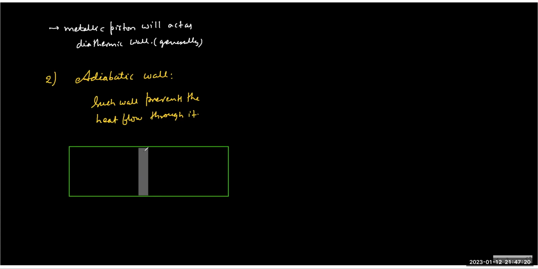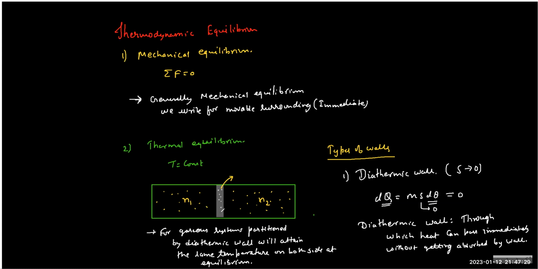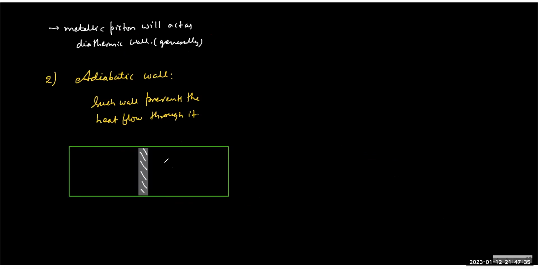Generally there is also a conventional way of showing it. In diathermic, the way of showing is we make a dotted diagram, and here we draw the lines, which means if it is an adiabatic wall, then heat can't pass through it. So from either side, heat will not flow. Any heat given to the left will be part of left, any heat given to the right will be part of right. Of course, energy transfer can take place through the movement of the piston.